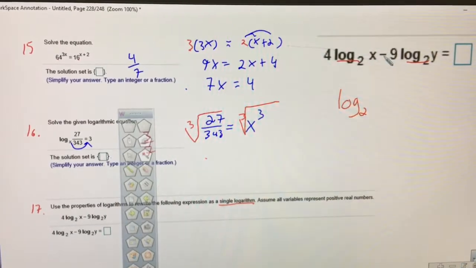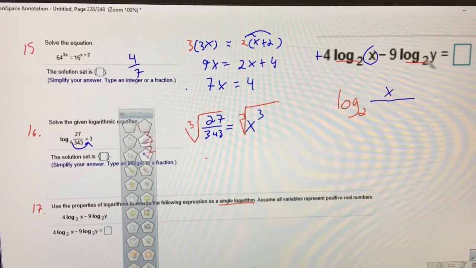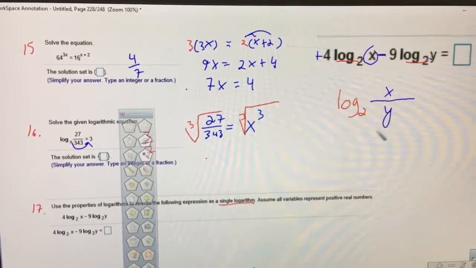Look for a minus sign. If there's a minus sign, you must put a division bar. Notice there's an x with a plus out in front, so the x goes on top of the division bar. There's a y with a minus out in front. The y must go on the bottom of the division bar.